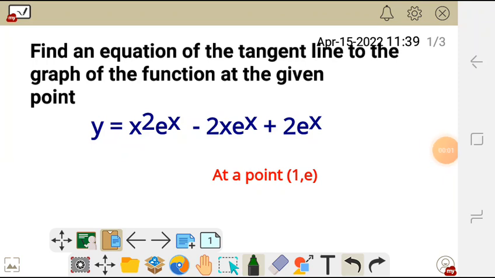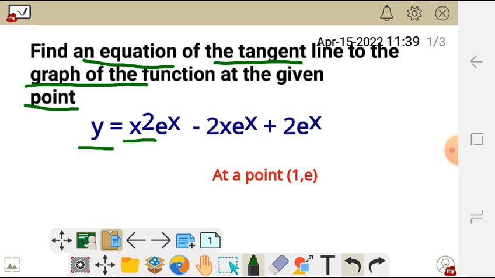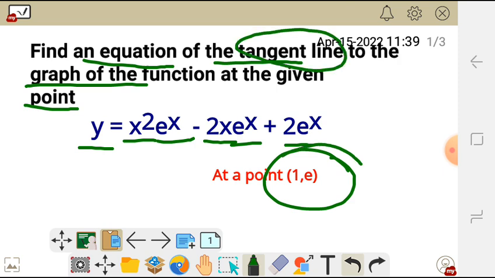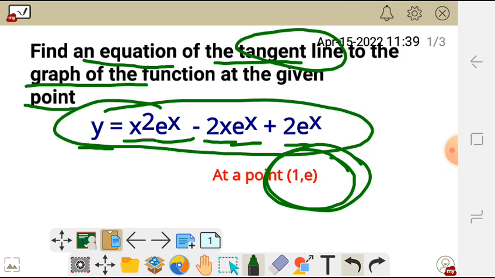Let's find an equation of the tangent line to the graph of the function at a given point. For example, we have y equals x squared e to the power x minus 2x e to the power x plus 2e to the power x at the point (1, e). To find the equation of the tangent at this point, we first need to differentiate this function. From there, we find the gradient. After that, we are going to find the tangent line.